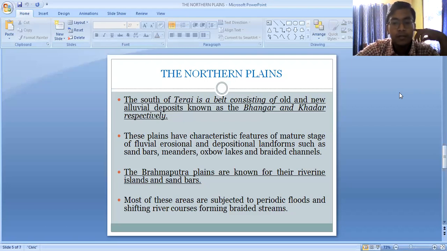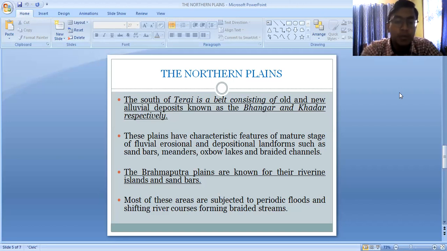The Brahmaputra plains are known for the riverine islands and the sandbars. Here the river forms the riverine island. Riverine island means the islands which are formed by the rivers. One of the most important and famous riverine islands of the world is Majuli Island. Majuli Island is one of the most fertile riverine islands, which has been formed by the river Brahmaputra, and is found in this region.